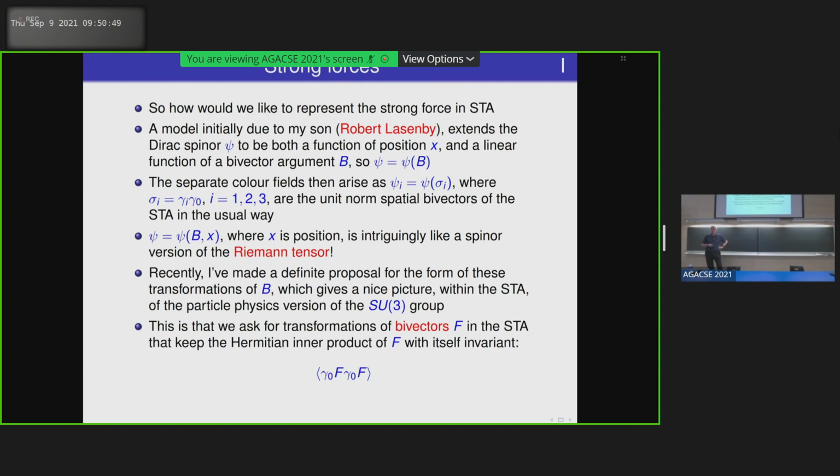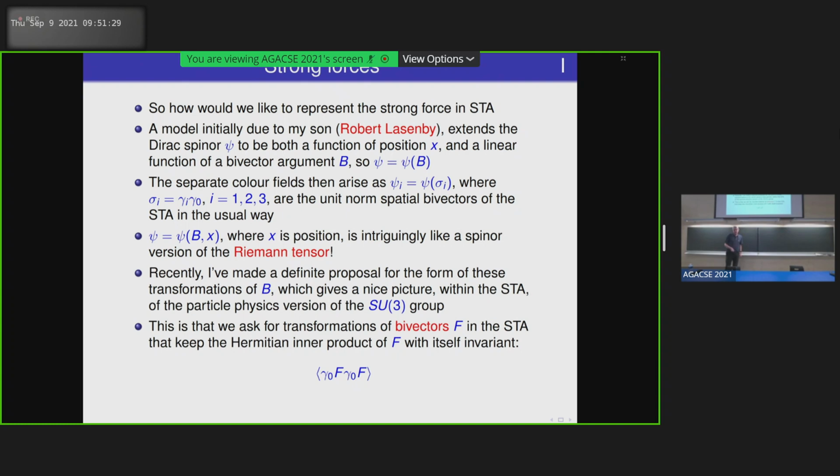Okay, so this is the GAME 2020 bit. So how would we like to represent the strong force in the STA? And there's a model initially due to our son, Robert Lasenby, which I think is the key to this. It extends the Dirac spinor psi to be both a function of position x and a linear function of a bivector argument b, so that psi is psi of b, as well as having a position dependence. The separate color fields then arise like this.